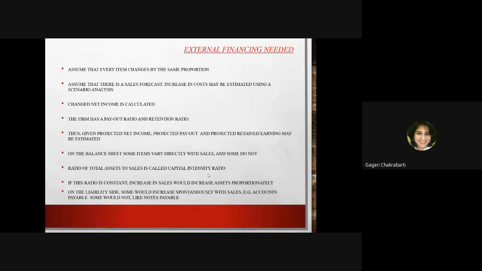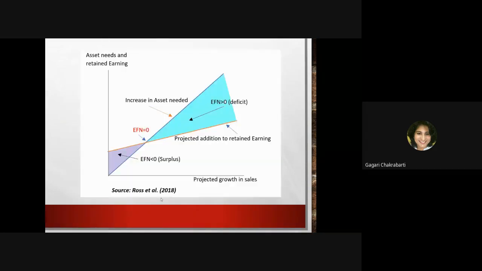On the liability side, of course, some would increase spontaneously with sales. For example, accounts payable, that will be increasing with sales, but some would not, like notes payable, because notes payable will be like the promissory notes. So I have taken some loan and within a short period of time I'll be paying some interest and I'll be paying back the principal amount. So that will not be varying with the sales, but accounts payable definitely will be varying with that.